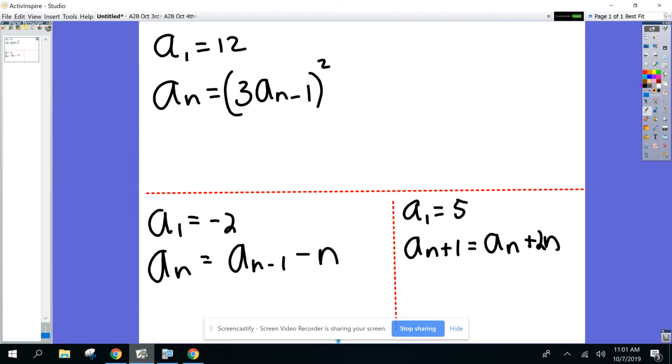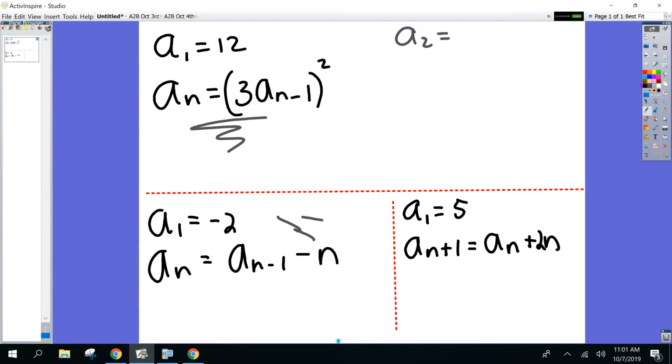Up on the board, I have what's called a recursive formula for going into tomorrow's quiz. I'm going to ask you to write your own tomorrow on the quiz and write out a couple terms. So ready? How do I find the second term using my formula here?